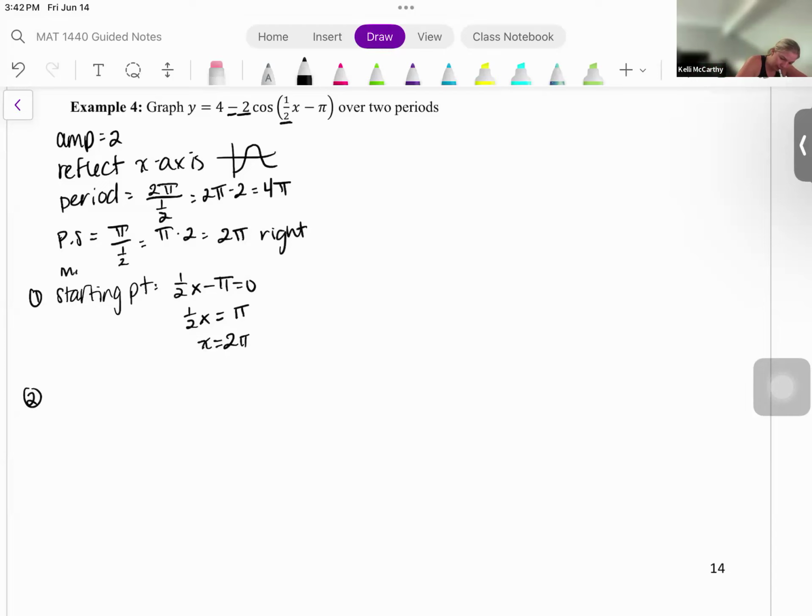Oh, I did not identify the midline. Sorry, the midline is y equals 4. It's that constant that's being added here.